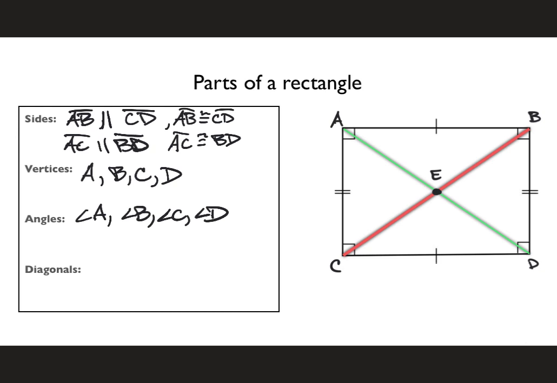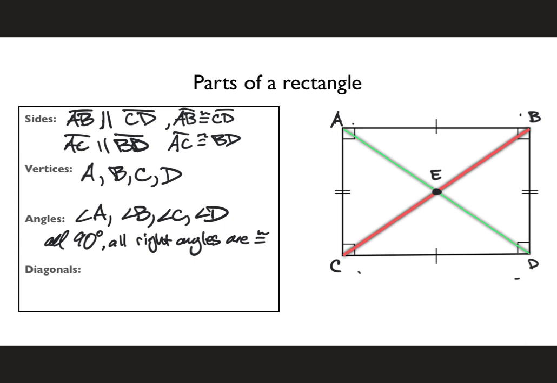So in a rectangle, they are all 90 degrees. All right angles, which are 90-degree angles, are congruent. So that means angle A, angle B, angle C, and angle D are all congruent to one another.